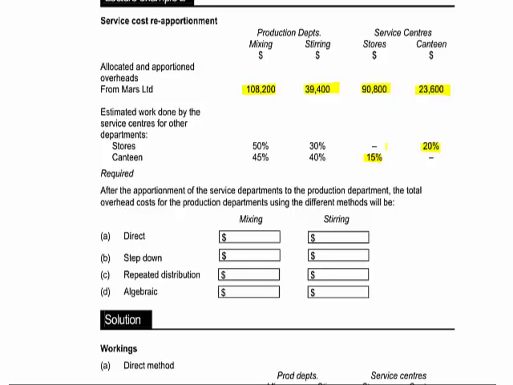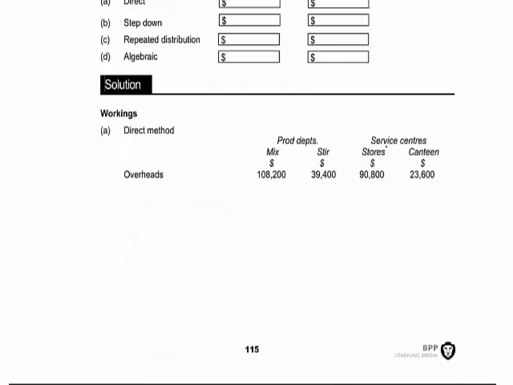In the exam you wouldn't have to do the allocation and apportionment and then the reapportionment in one question that had as much complexity as this one, but it's important to illustrate all of the steps. So with the direct method, first of all then, we're going to assume that the stores and the canteen don't do any work for one another, or we can ignore it. So it doesn't matter which one we do first.